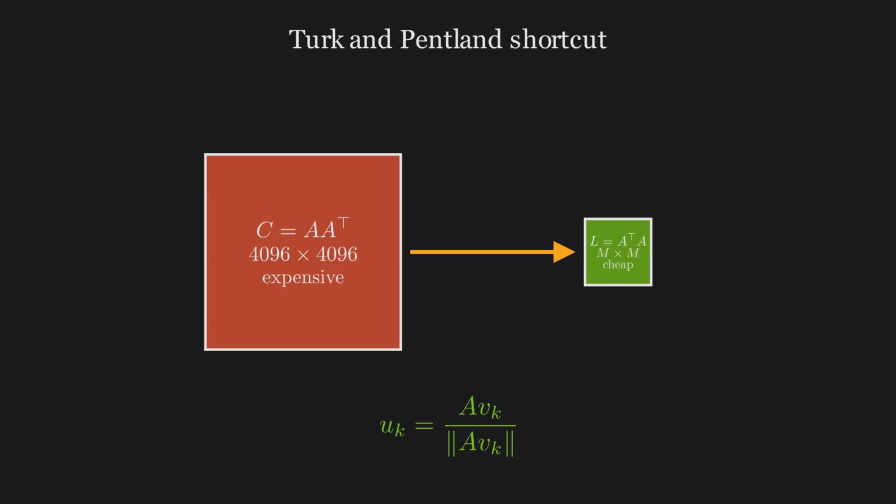Turk and Pentland found a shortcut. Cheap green block, instead of the large n by n matrix, compute the small m by m matrix, one entry per training image, not per pixel. The eigenvectors of the large matrix are recovered exactly by multiplying the small eigenvectors back through the data.